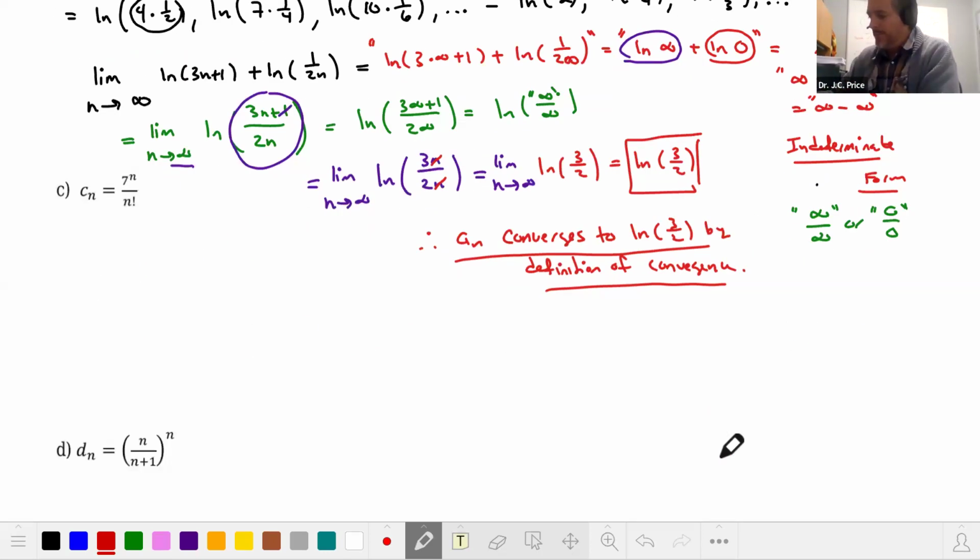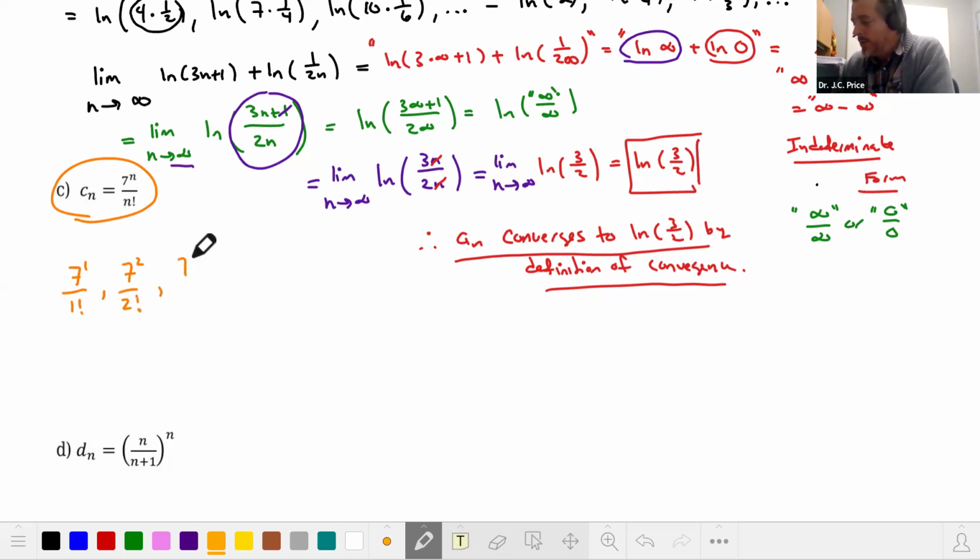Oh, we have actually one more, but let's take a look at this example where I have a factorial. There's my sequence c sub n equal to 7 to the n over n factorial. Let's write it out first. So let's write out the first term: 7 to the 1 over 1 factorial. The second term, 7 squared over 2 factorial. The third term would be 7 cubed over 3 factorial. And then we'll just write dot, dot, dot.